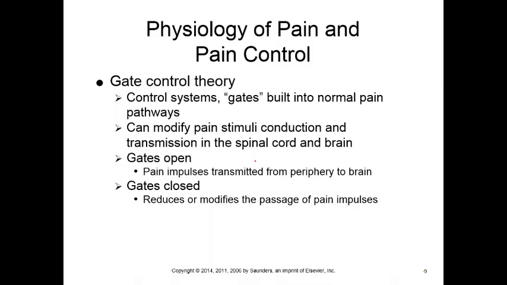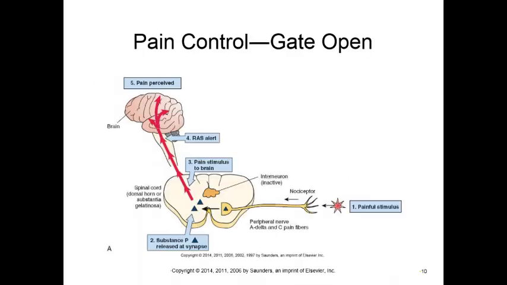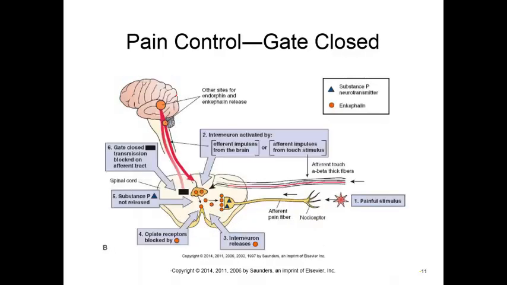When the gates are open, we typically say the pain impulses are going from the periphery to the brain, and when they're closed, we typically reduce or modify the passage of pain. So when the gates are open, the signal is going from the painful stimulus down the nociceptor all the way to the brain where we actually perceive it. If they're closed, we typically block the signal from the nociceptor going up to the brain. How can we block it?